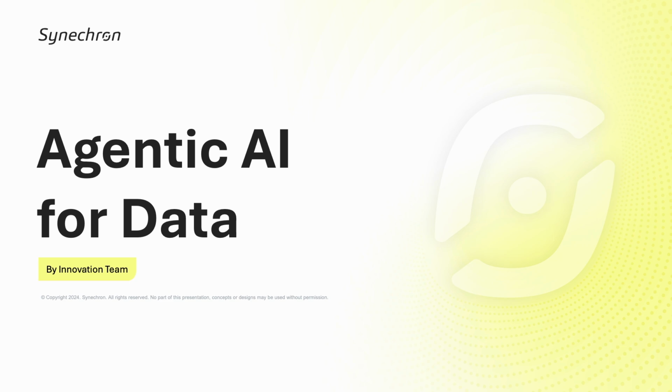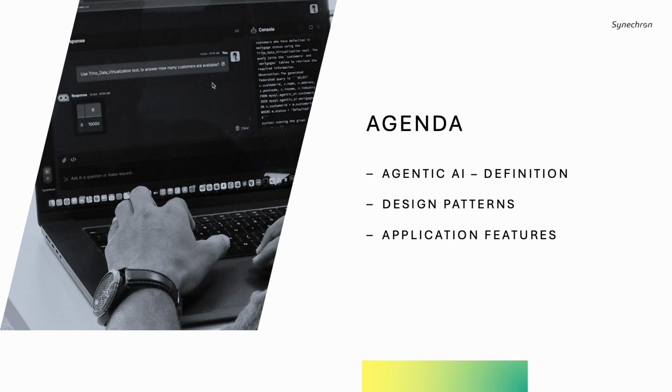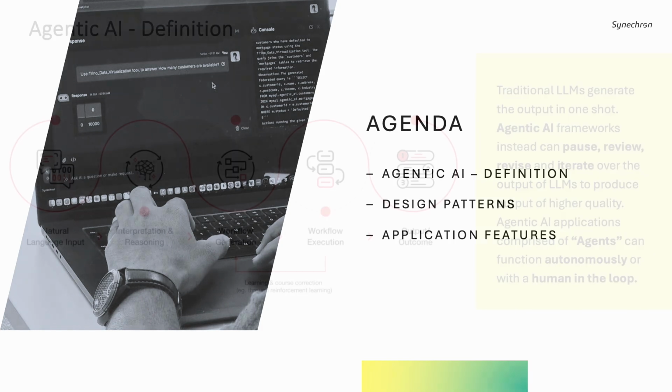Let's explore how the paradigm of agentic AI can be used to add value to the domain of data. As part of the agenda for this demo, we will define the paradigm of agentic AI. Next, we will explain the 4 popular design patterns in agentic AI. Finally, we will cover the features of this application which can deliver value for the data domain.